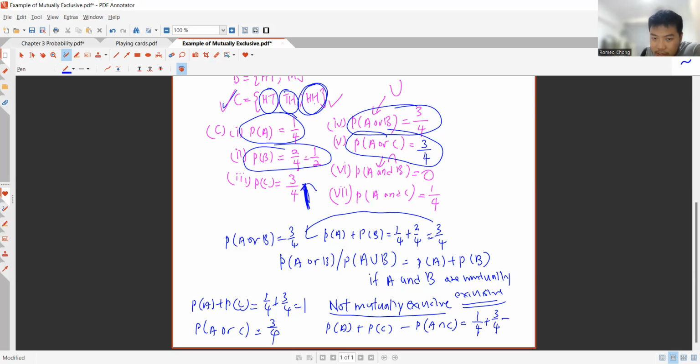And then you have to minus the one that is the intersect, which is A and C, and it is 1 here, 1 over 4. So minus 1 over 4. Eventually what you get, 1 plus 3 is 4, 4 minus 1 is 3. So you finally get 3 over 4. Then only you will get back the answer for P(A or C). It's the same answer.